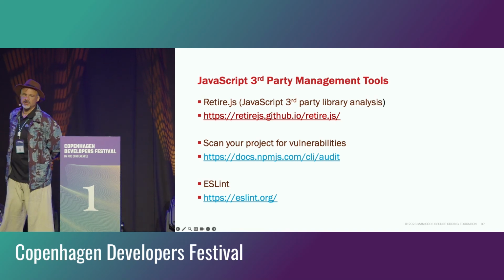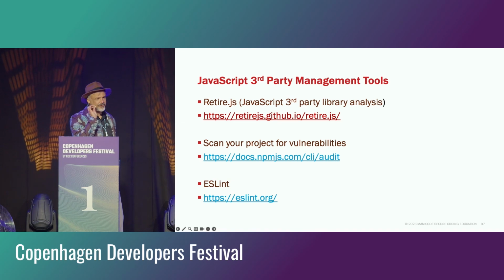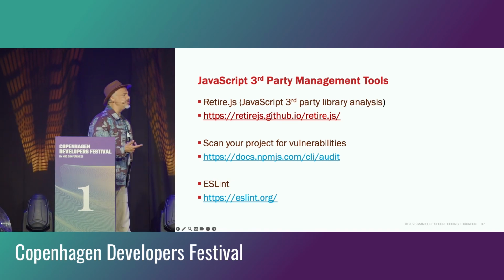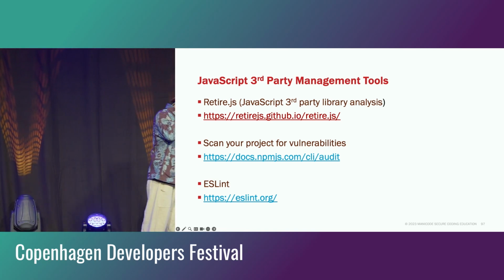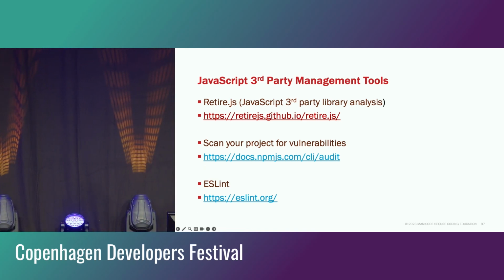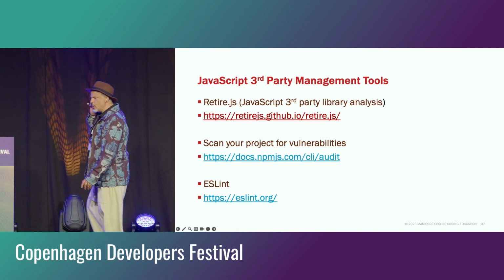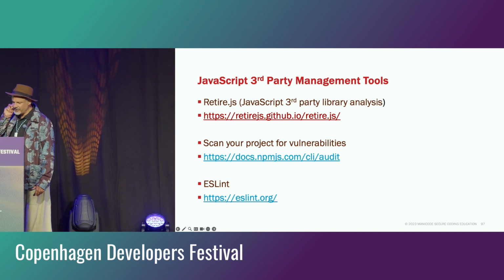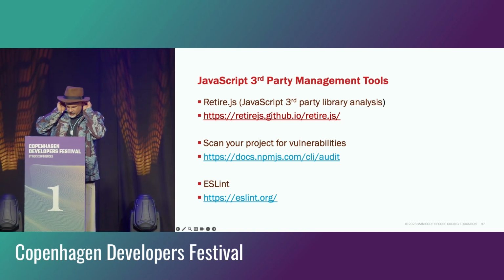Erlend Oftedal from Norway wrote retire.js, which will let you, as a browser plugin, detect if you're using insecure libraries. We also see just straight up npm audit will force update your whole JavaScript stack. And ESLint is amazing. I code with ESLint with some of the security plugins turned on, and it radically helps me build better code.